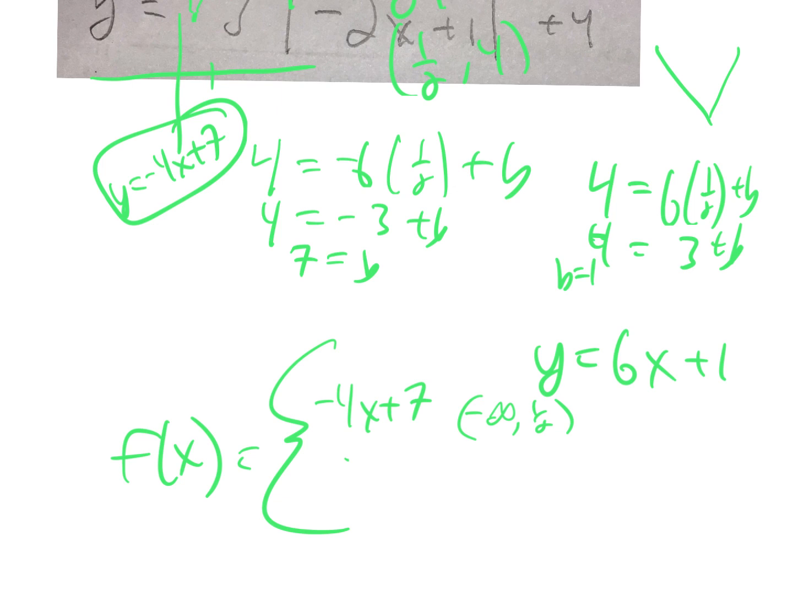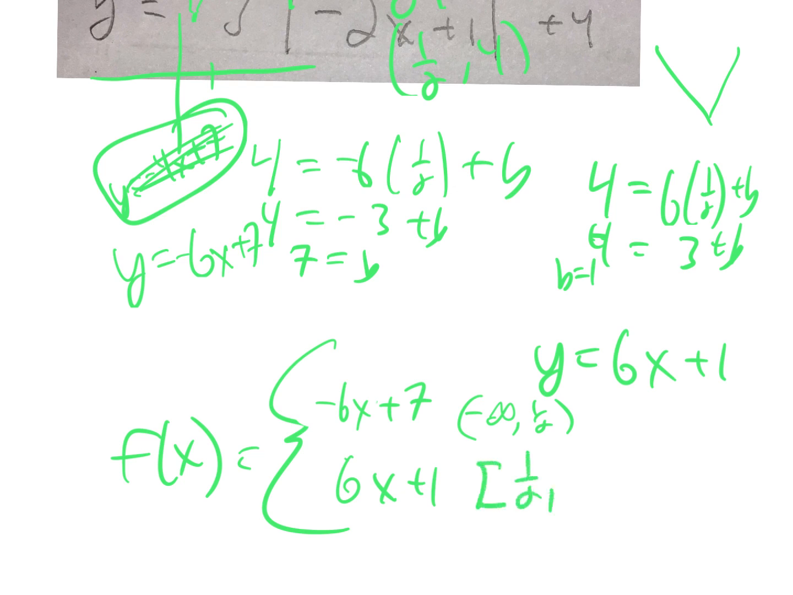Whoops. I guess I can't erase this. Okay, I'll just rewrite it. I'll cross that out. y equals -6x plus 7. So this I've got to change, which probably I can't erase. Oh, I can. So -6x plus 7, and this is +6x plus 1. And we use that piece on 1/2 to infinity.